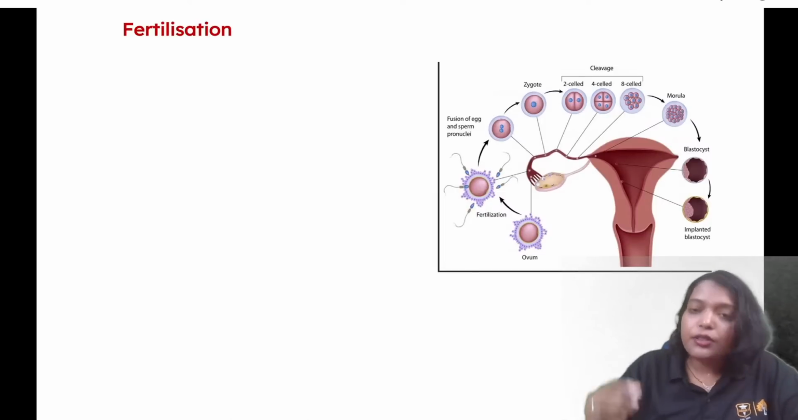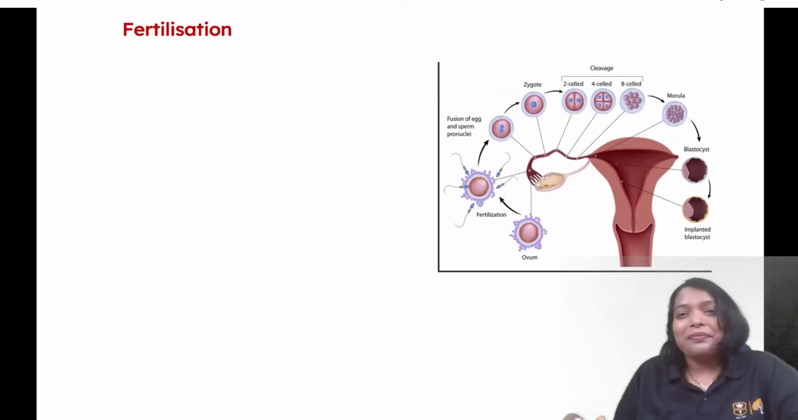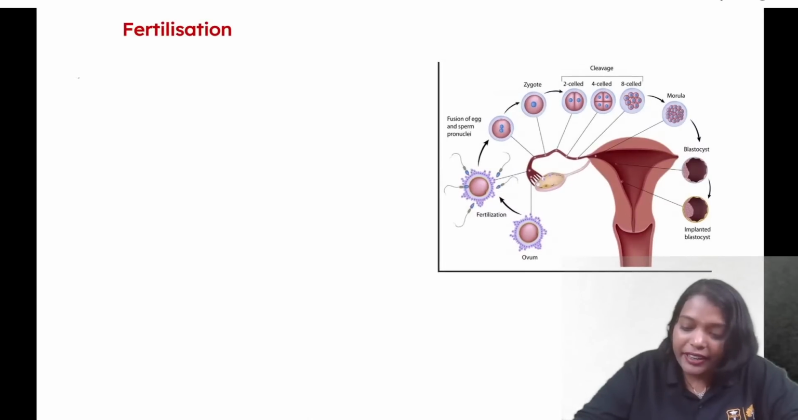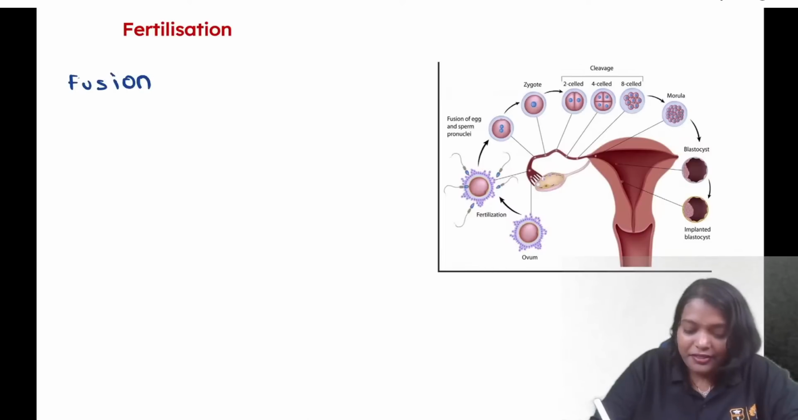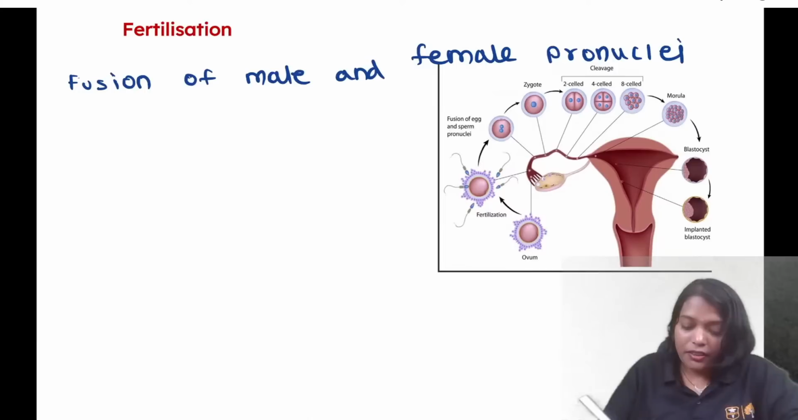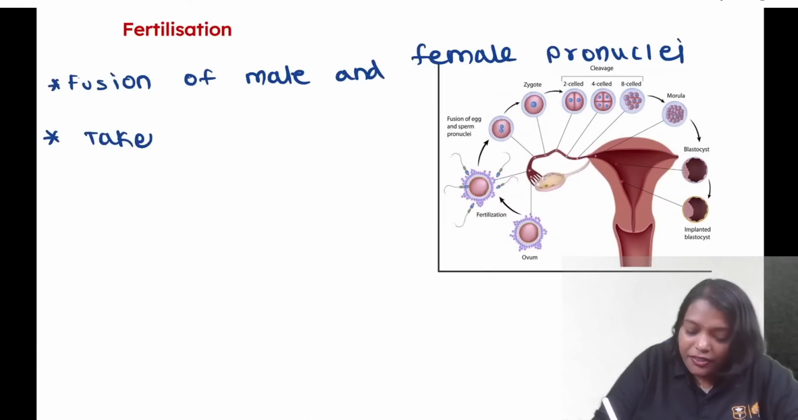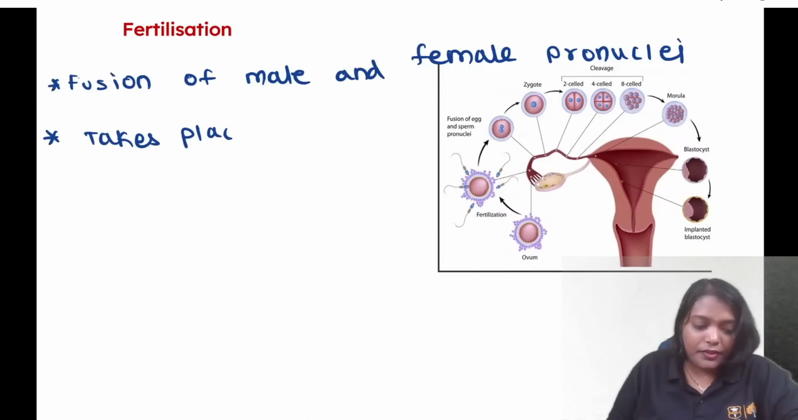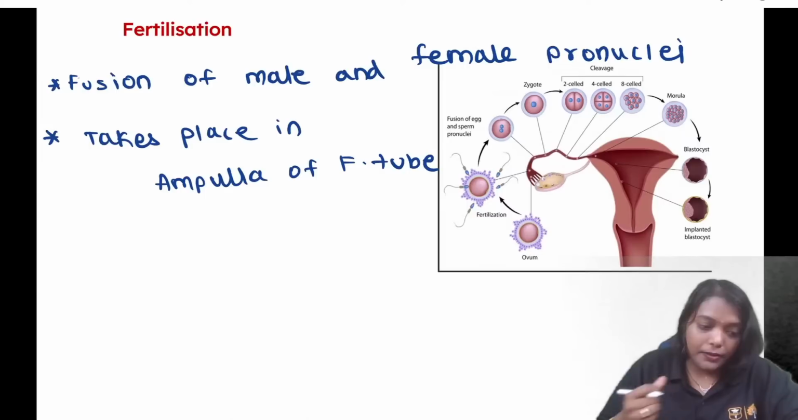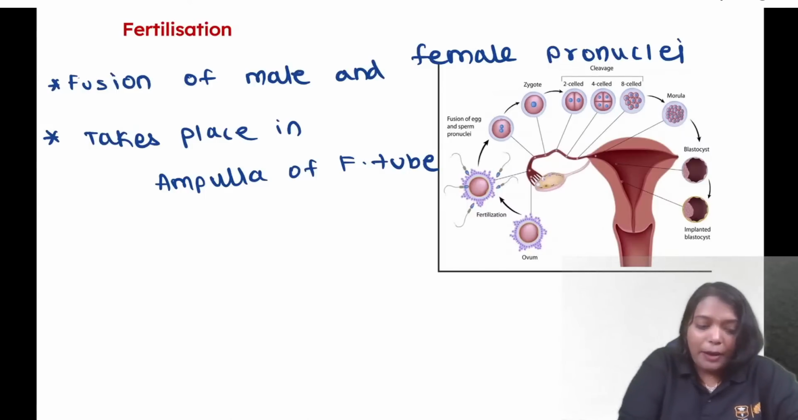So fertilization. Now Dulha and Dulhan are both ready. So now the milan of the Dulha and Dulhan, right? Fertilization is the fusion of male and female pronuclei. Where does this fertilization take place? Fertilization takes place in the ampulla of the fallopian tube.